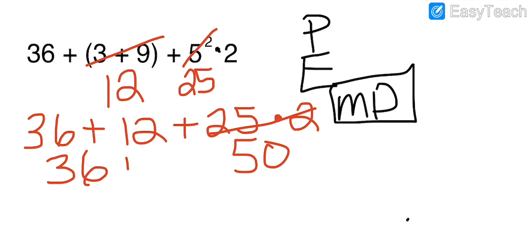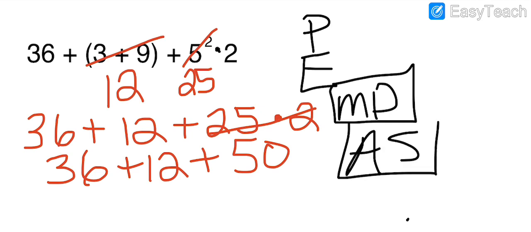So once again, I'm going to rewrite the whole problem just so we can see the steps. And then the final step is the AS, which is the addition and subtraction. And we go through here, and that's all that's left is addition and subtraction. So we do that from left to right. So we have 36 plus 12, 48. 48 plus 50, 98 is our final answer. That is an example of PEMDAS.